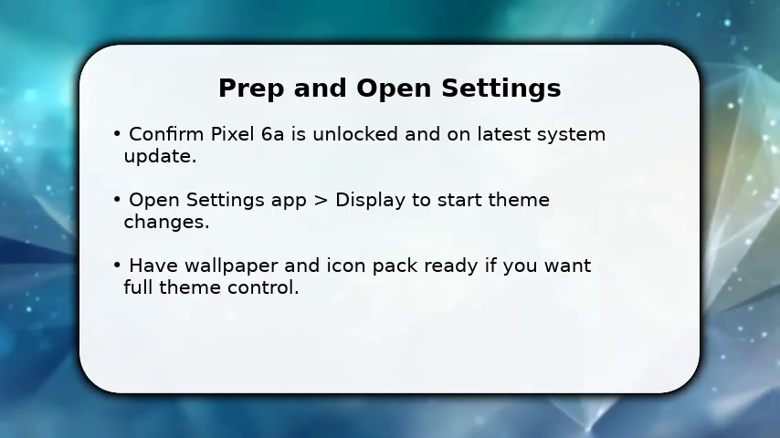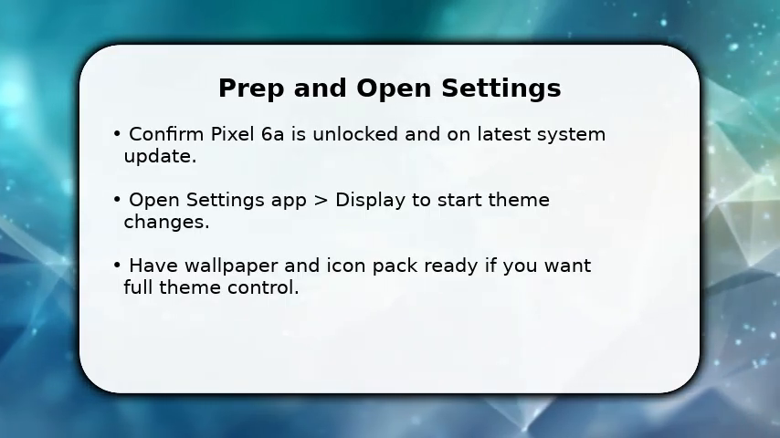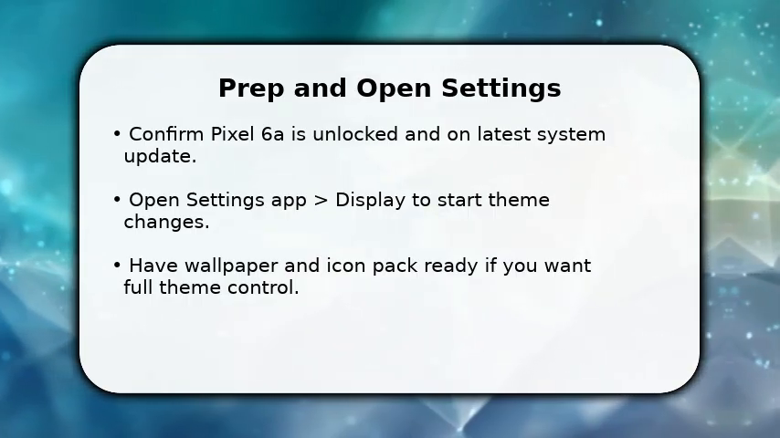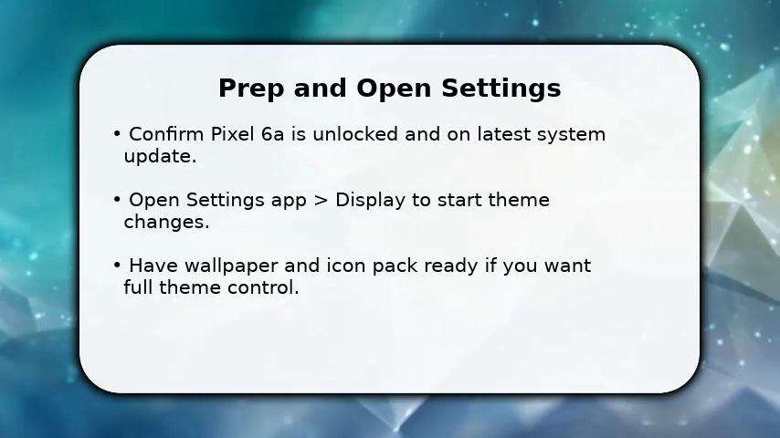You start by unlocking your Pixel 6a and opening Settings. This is where the theme controls live. Once done, go to Display right away and glance at Wallpaper and Style. This groups color, wallpaper, and icon options.